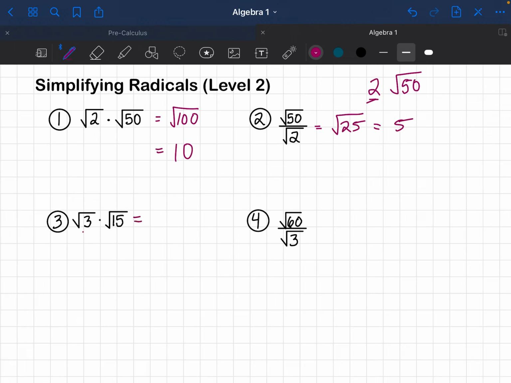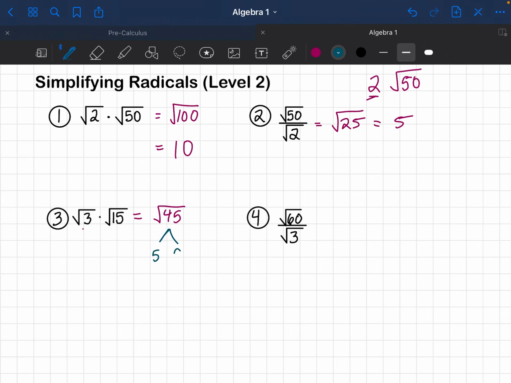The ones that get a little trickier, though, is when I go to combine 3 and 15, I'm allowed to multiply them together because they're both in square roots. 3 times 15, well, that's the square root of 45. 45 isn't a perfect square, but that doesn't mean we stop here. We can simplify this further. So let's break up 45 and think about how we can simplify this. Well, when I see 45, I think of 5 times 9.